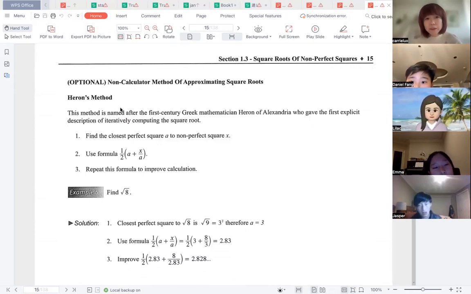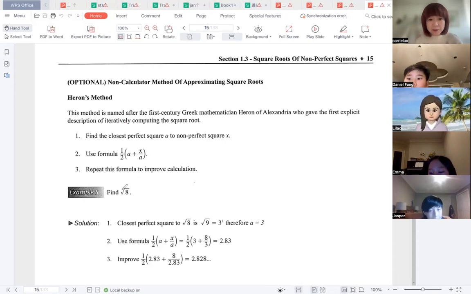If we all understood, we're going to take a look at Heron's method. This is also another non-calculator method of approximating square roots. If you want, you can write down this one, okay? Because it's very important. Find the closest perfect square A to the non-perfect square X. Using the formula half times A plus X over A, repeat this formula to improve the calculations, okay?